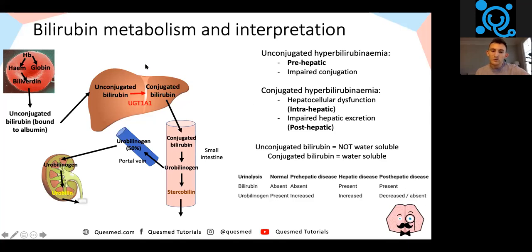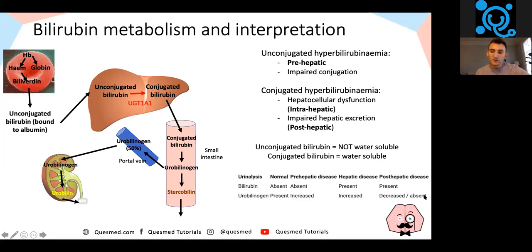And this is because your conjugated bilirubin can't get into your small intestine because it's blocked. And if your conjugated bilirubin can't get into your small intestine, then it means you can't make any urobilinogen, which means you can't make any stercobilin.